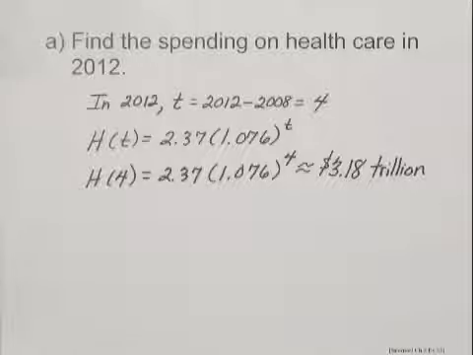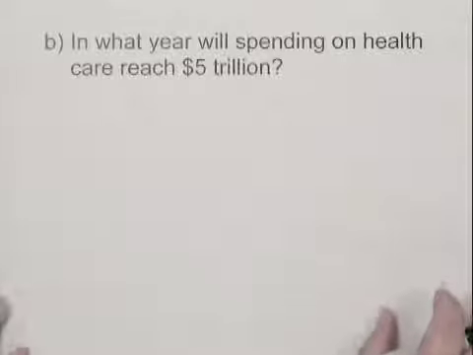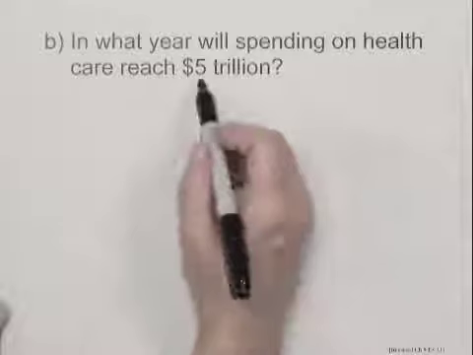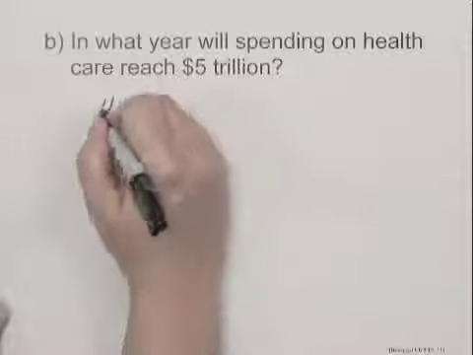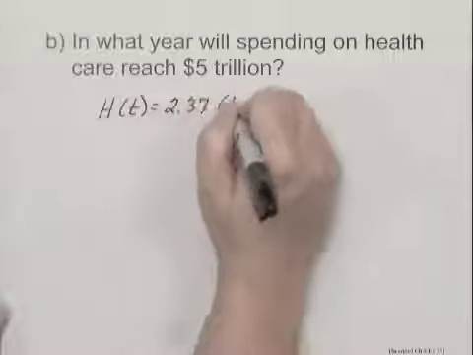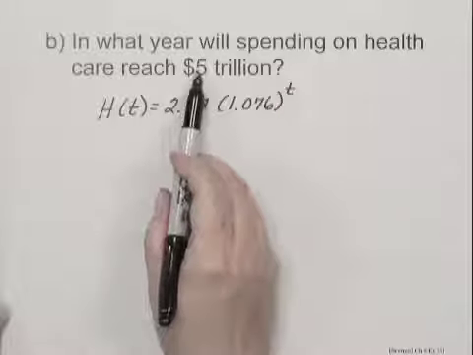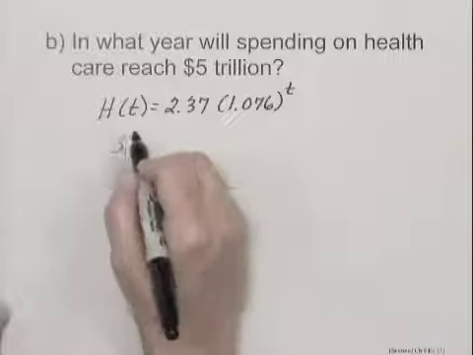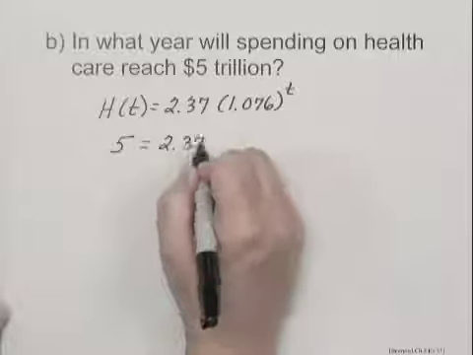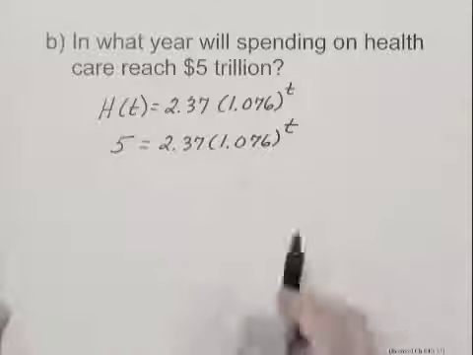The second question we're asked: in what year will spending on health care reach $5 trillion? Well, h(t) is in trillions of dollars, so we would let 5 be h(t). Let's write our expression again. h(t) is 2.37 times 1.076 to the tth power. So we substitute 5 for this because 5 isn't the year, it's the spending on health care. 5 equals 2.37 times 1.076 to the tth power, and we need to solve for t.